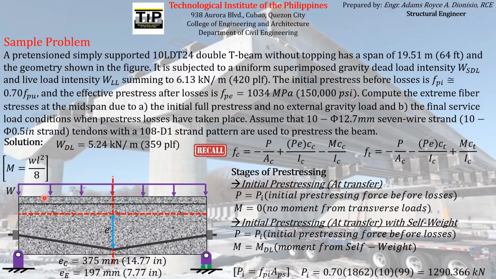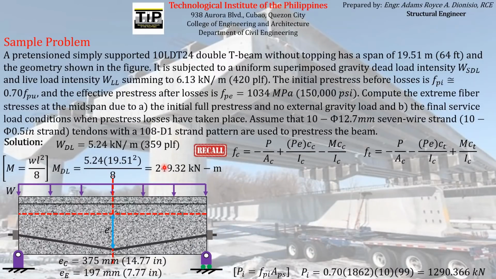So if we just substitute all of the values, we can compute for the moment due to dead load, wherein W, the dead load or the self-weight of the member, is equal to 5.24 as given by the problem, and the length of the member is 19.51 meters, which is also given in the problem. If you compute that value, you get the moment due to the dead load. Obviously it has a unit of kilonewton meter, if you check the resulting units depending on the formula.